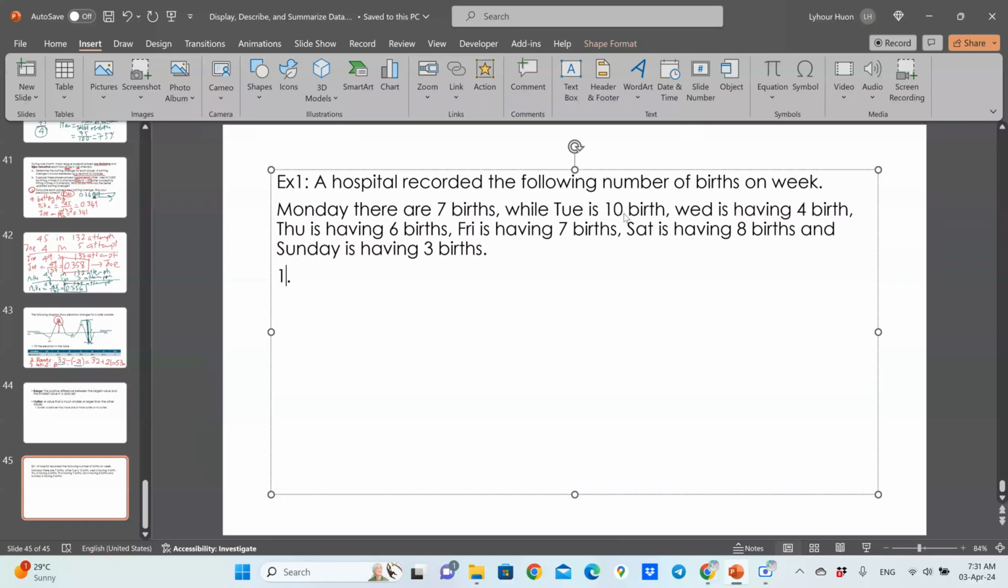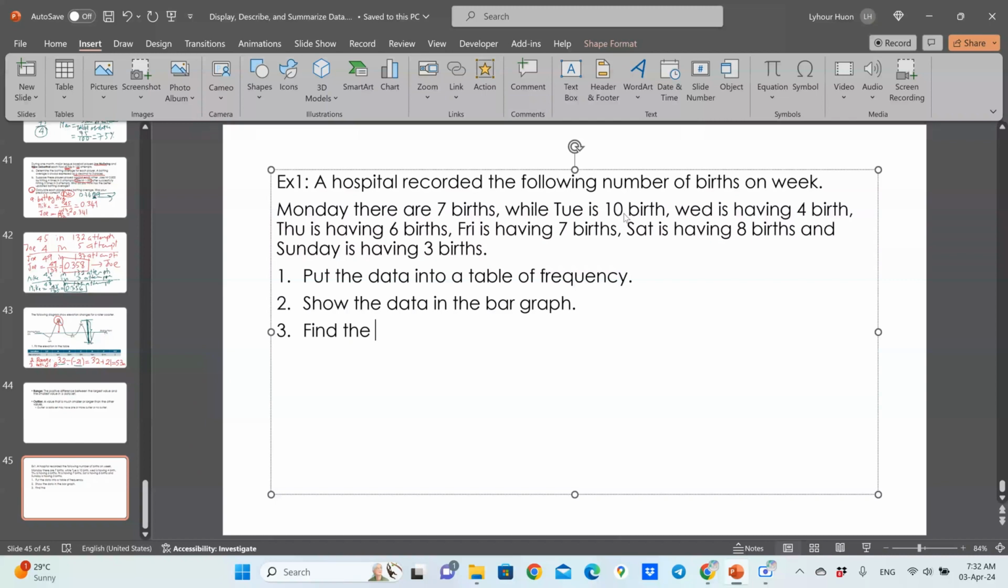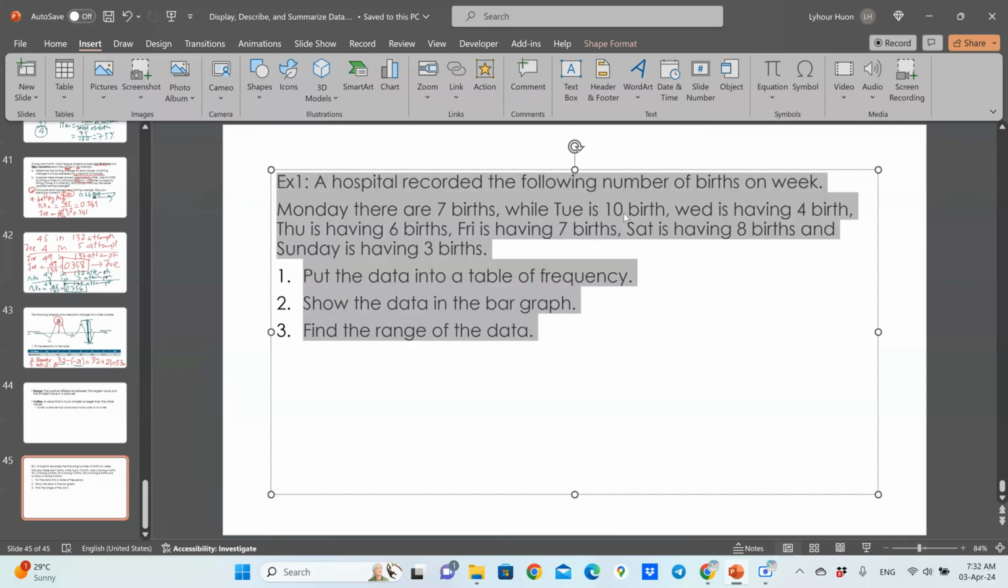Number one, put the data into a table of frequency. Number two, show the data in the bar graph. Number three, find the range of the data.